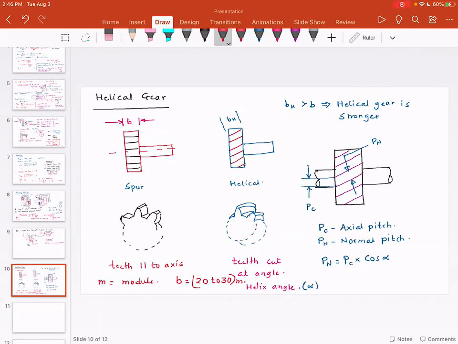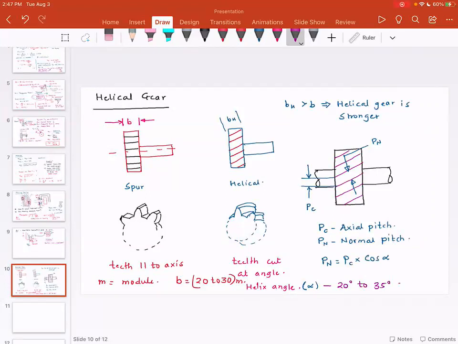So in the case of spur gear design, the tool is parallel to the blank axis. In the case of helical gear, it is at an angle, and that angle is nothing but the helix angle. Typically, you would see helix angle alpha ranging from 20 degrees all the way to 35 degrees.